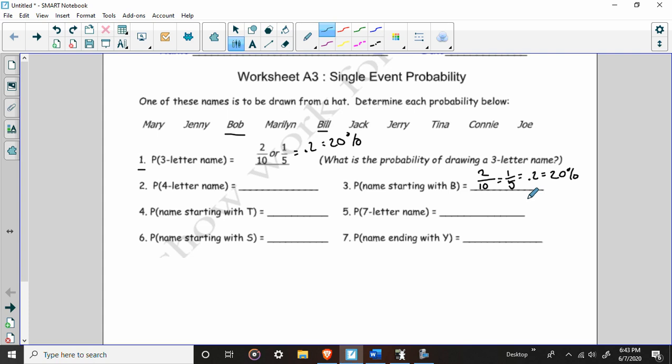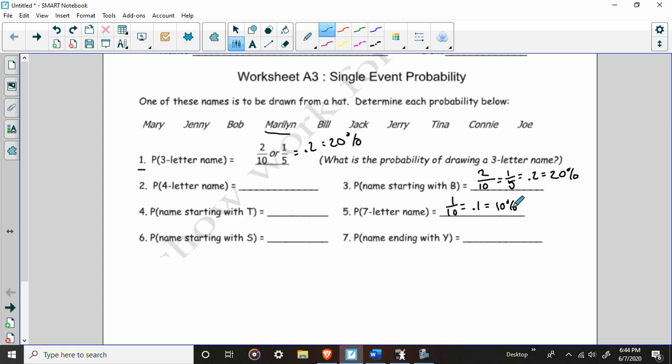Okay? A 7-letter name. So how many 7-letter names do we got? Mary, no. Jenny's got 5. Bob's got 3. Marilyn, 1, 2, 3, 4, 5, 6, 7. There's 1. Bill, no. Jack, no. Jerry, no. Tina, no. Connie, 1, 2, 3, 4, 5, 6, no. And Joe, no. So Marilyn is the only 7-letter name up here. So what's your probability of pulling someone with a 7-letter name? That is 1 out of 10, which is, again, 0.1 or 10%.